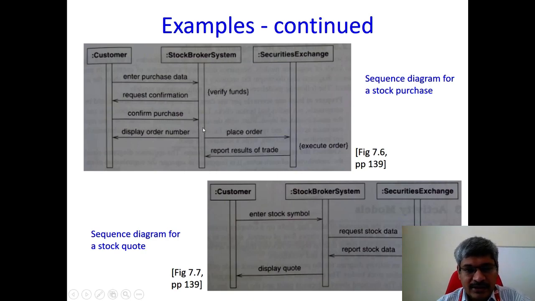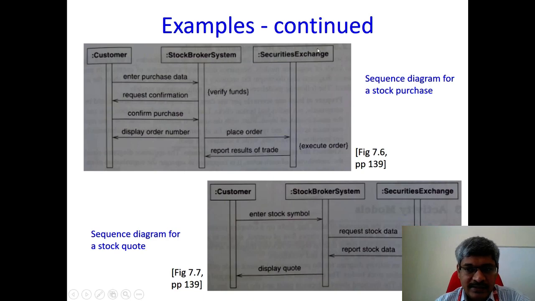Then again, we have seen the concurrent messages happening there. The stockbroker system places the order, and also displays the order number for the customer. And the securities exchange in parallel is executing the order, and then it will report results of the trade to the stockbroker system.